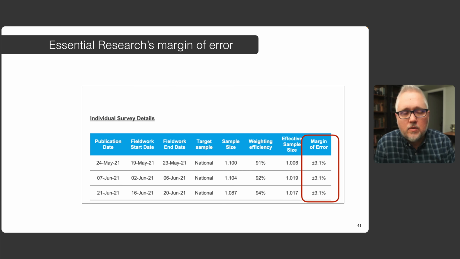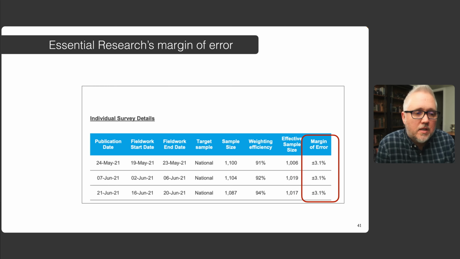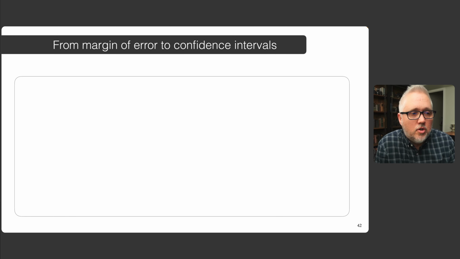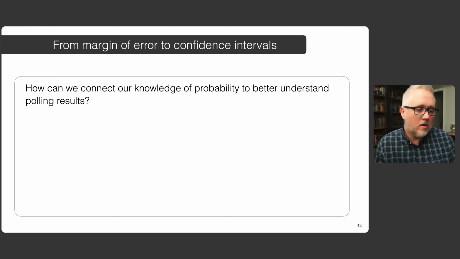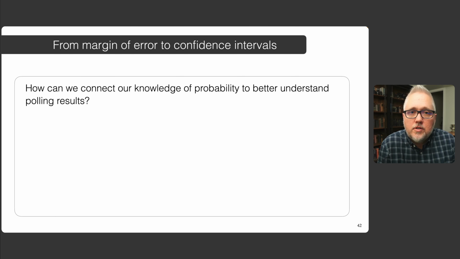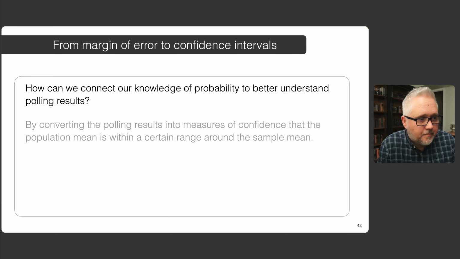margin of error. So here, the most recent one I was able to get for this particular study was 3.1. Seems like they try to aim for a margin of error of 3.1. You can use that to try to calculate confidence intervals to see whether there's a chance that the population mean for the yes and the no potentially overlap. So how can we generate knowledge of probability to understand polling results?